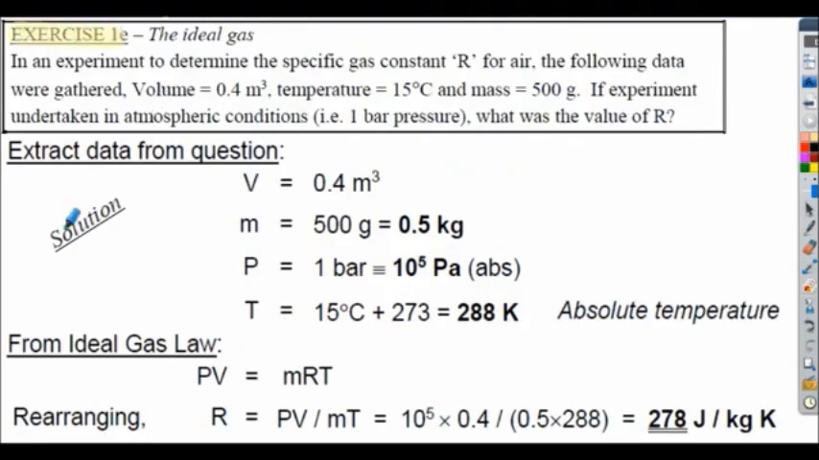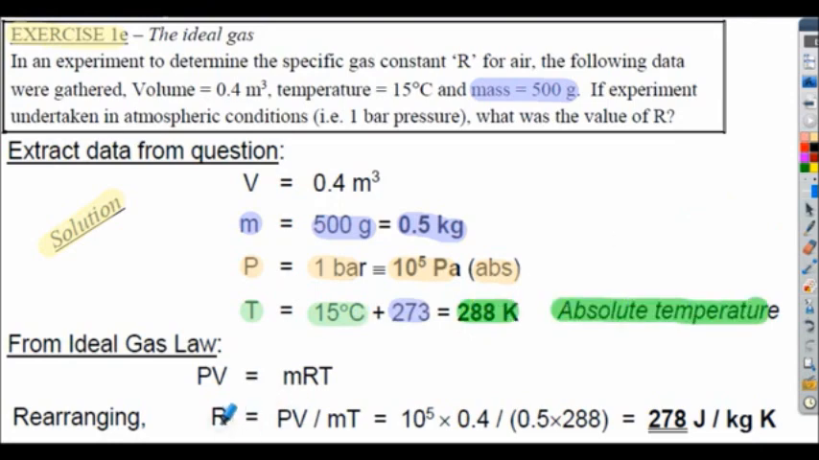Here's exercise 1E, solution. I'll let you work through this at your own pace. Just notice that the mass was given in the question as 500 grams. I've obviously converted that into kilograms here for the perfect gas law. An atmospheric pressure, P, assumed to be 1 bar. That's equivalent to 10 to the 5 pascals for absolute pressure. And as always, T is converted into K for our absolute temperature.